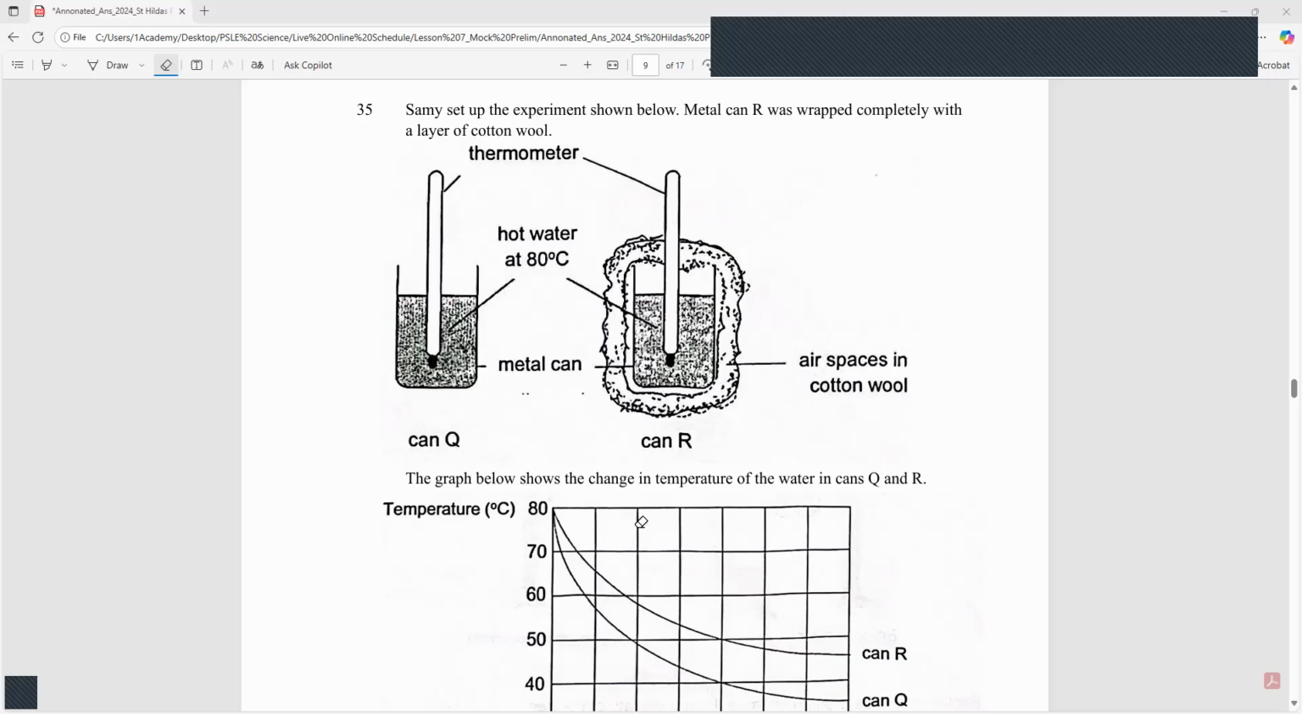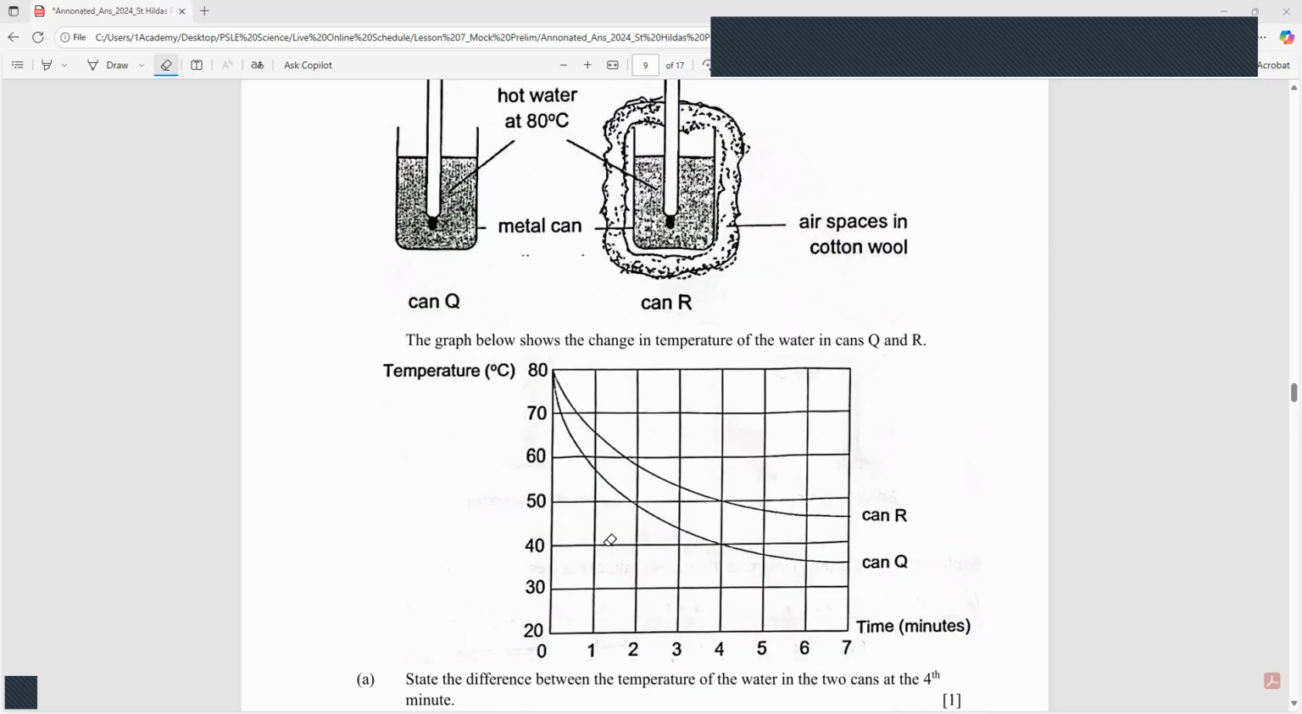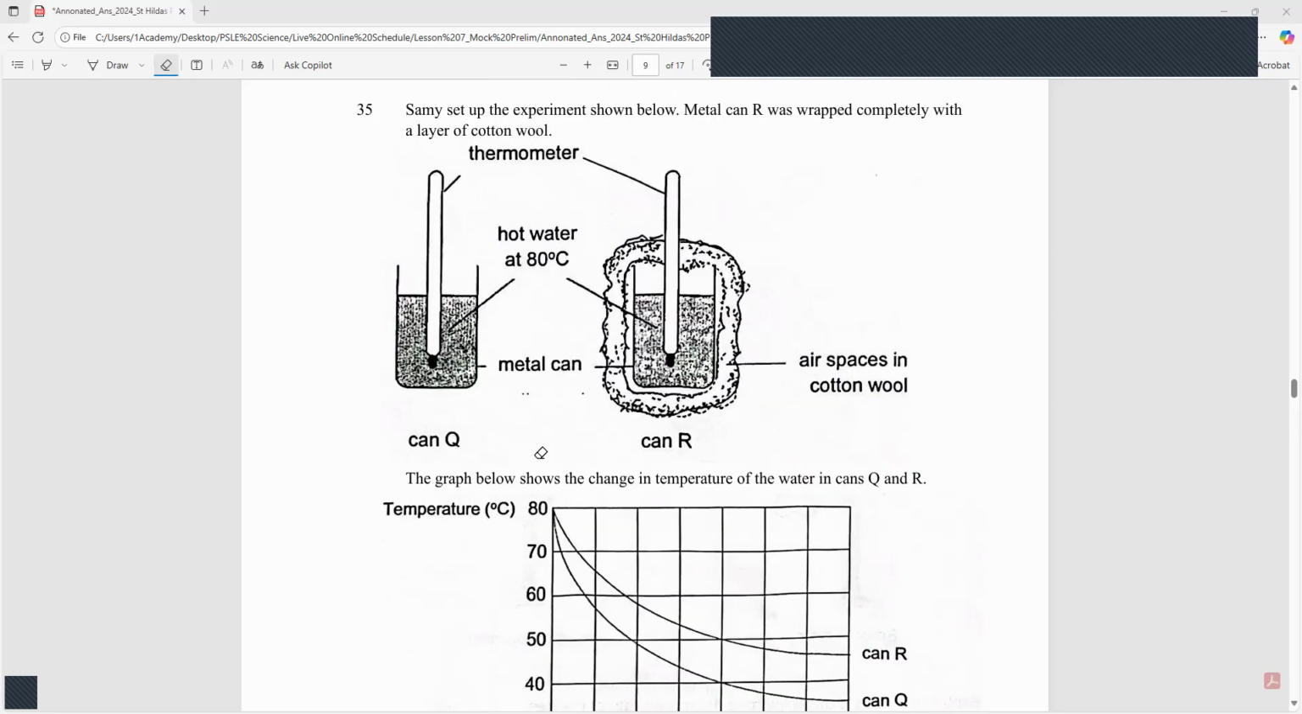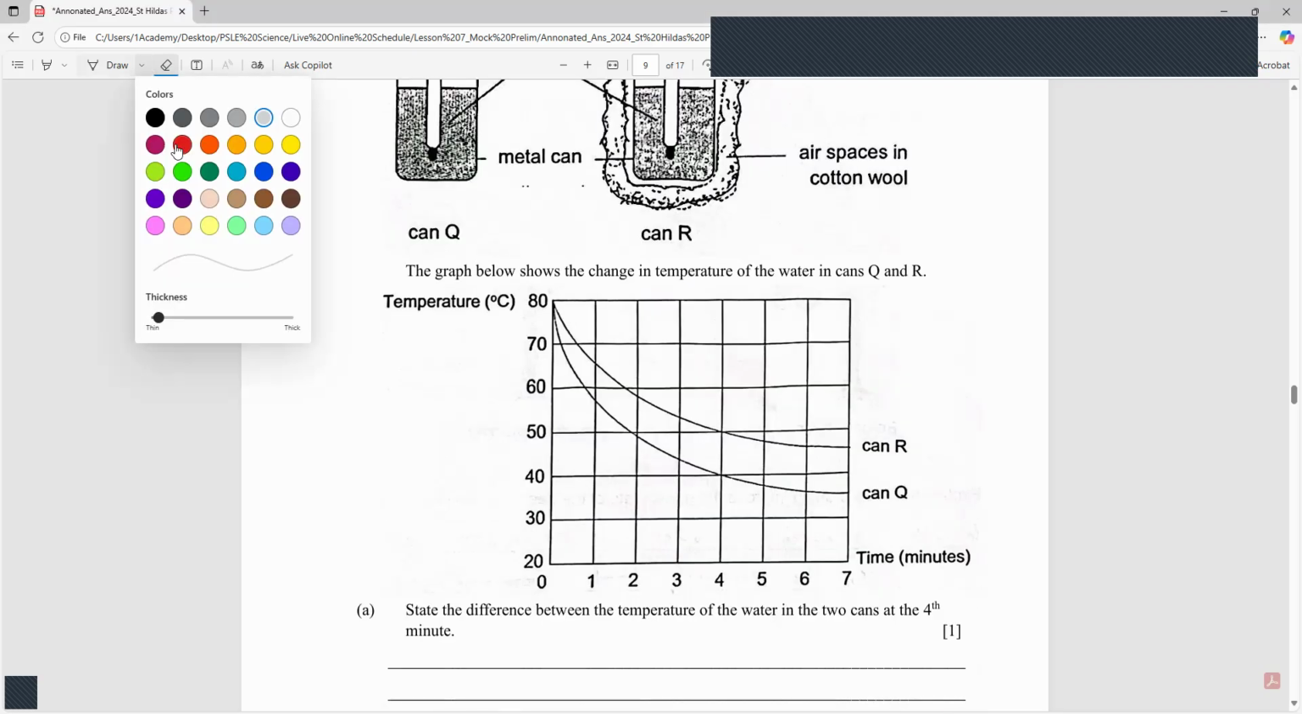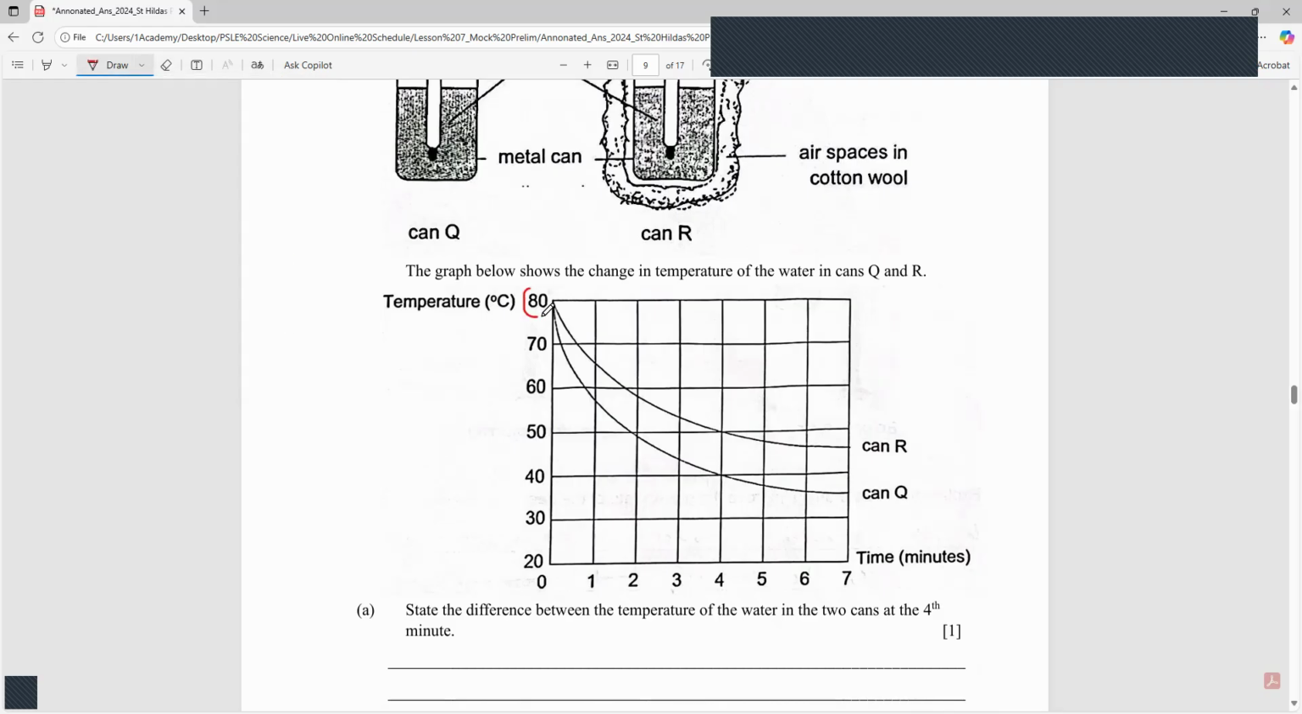Okay, this question is a temperature-time graph. One can is wrapped with cotton wool, the other is without. Water in both is at 80 degrees Celsius, so it loses heat to the surroundings. You can see both start at 80, so you can annotate this way: both sides 80.